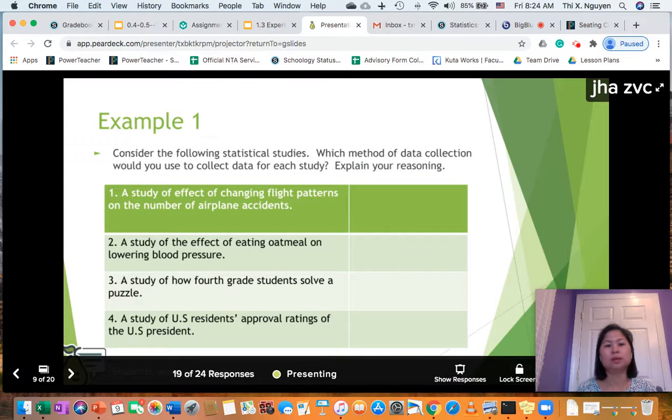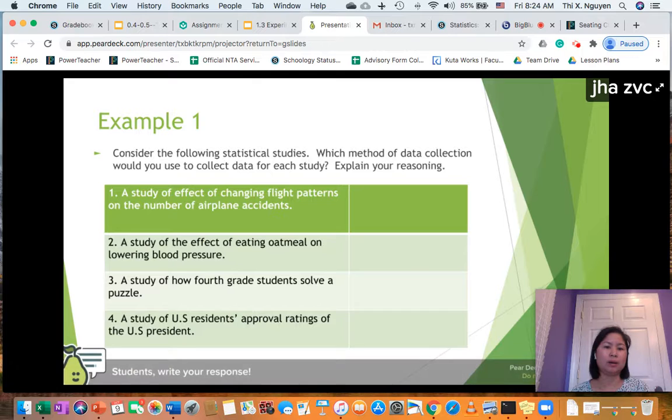The high response. A study of the effect of changing the flight patterns on the number of airplane accidents. For this one, you just study the effect of flight change. So for this one, you're not really doing an experiment. So for those who chose experiment, it's not it.